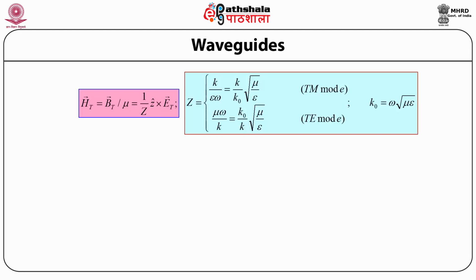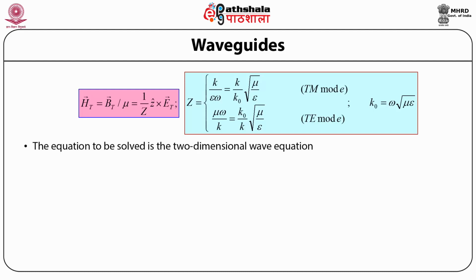where k naught is given by omega times under root of mu epsilon, and capital Z is equal to mu times omega upon k, which is equal to k naught upon k times under root of mu by epsilon. This is for the transverse electric mode. Here again k naught is equal to omega times under root of mu epsilon.